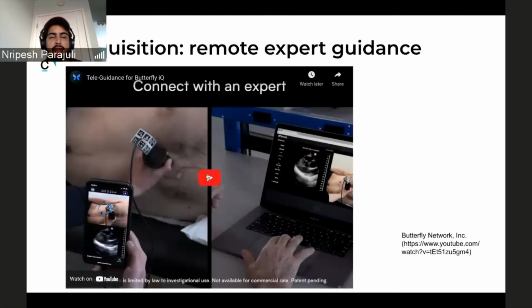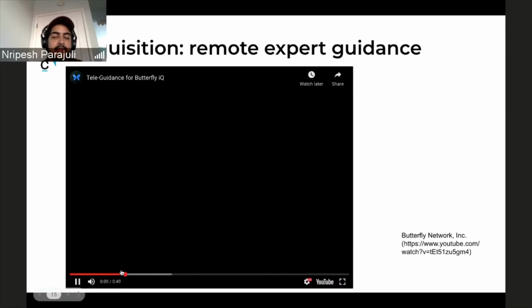Just another example. This is a product by another company that we collaborate with, Butterfly Networks. They make ultrasound probes, and they have a different approach where they are using teleguidance, remote expert assistance. The point is to highlight that companies take this acquisition piece much more seriously, and they understand that if you don't acquire good images, everything that happens downstream, like the rest of your AI, is pointless. So let me fast forward a little bit.